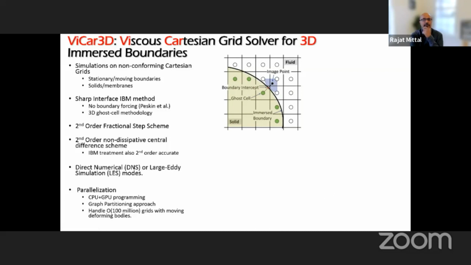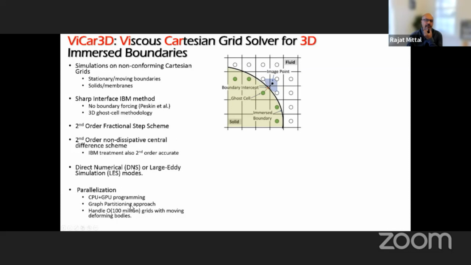So with that, I'm going to transition to talking about the method that we have been developing. The code is called VICAR 3D. It's a viscous Cartesian grid solver for 3D immersed boundaries. It can solve for stationary and moving boundaries. It is a sharp interface method. It uses a second order fractional step scheme for time advancement, a second order non-dissipative central difference scheme for the spatial discretization, and we can run it in either the DNS or the large eddy simulation mode. So both are available.